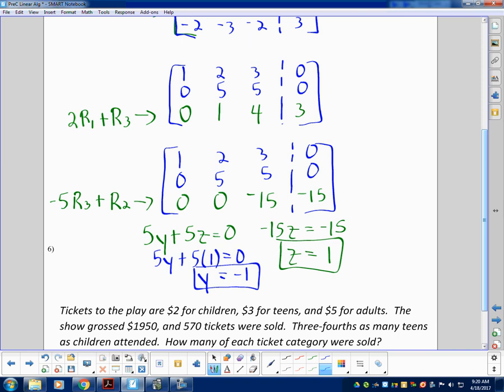And what does this mean right here? X plus 2y plus 3z equals 0. Put a little bar there. And I know z and I know y, so it's x plus 2 times negative 1 plus 3 times positive 1 equals 0. So x minus 2 plus 3 is 1. X plus 1 equals 0. X equals negative 1. And I have my solution. And it happens to be a unique one.